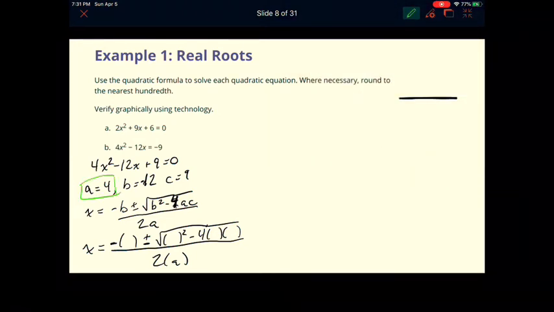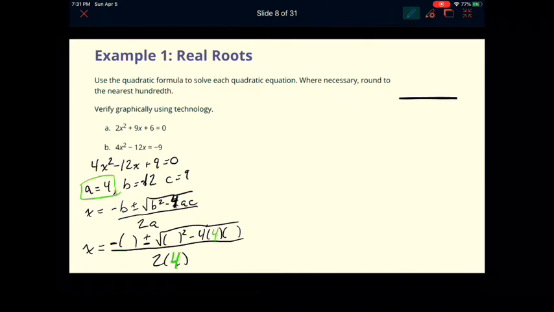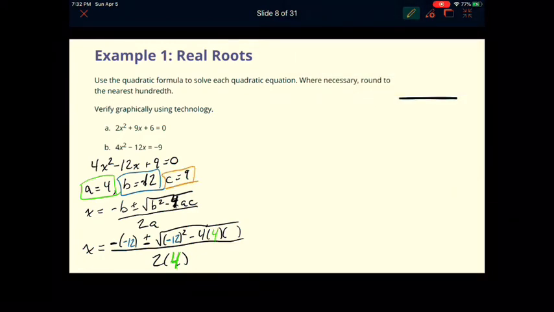So A is 4. 4 goes there, and there. B is -12. So this makes a difference to put that negative on the outside. So I'm going to put the negative on the outside, negative on the inside, and our -12 in there. And then our C is just 9, and we get that in once.